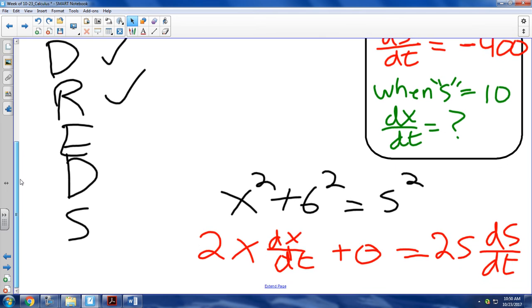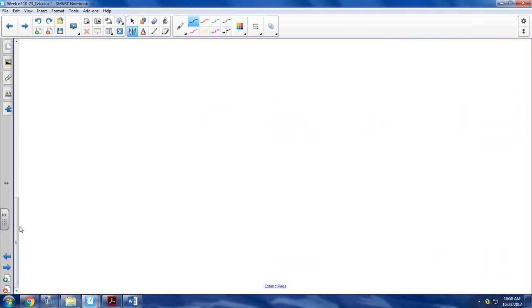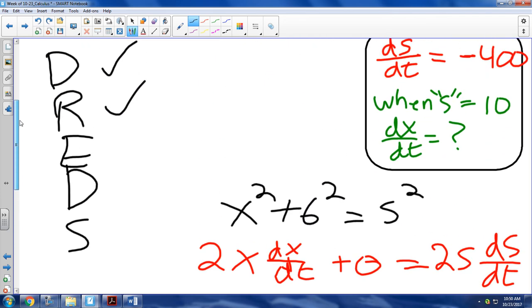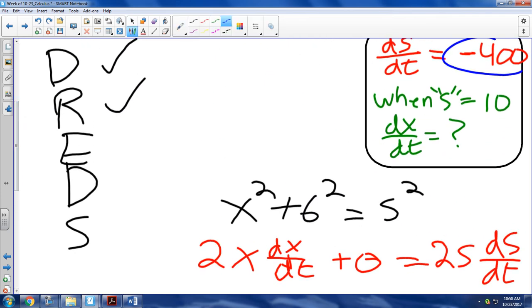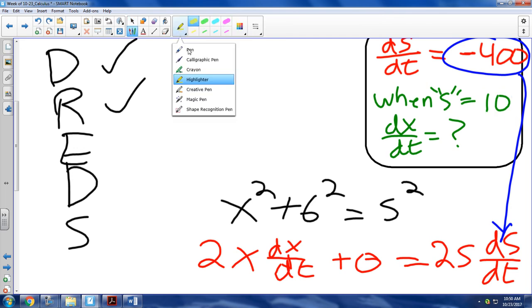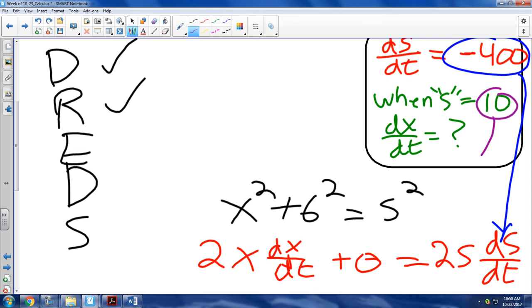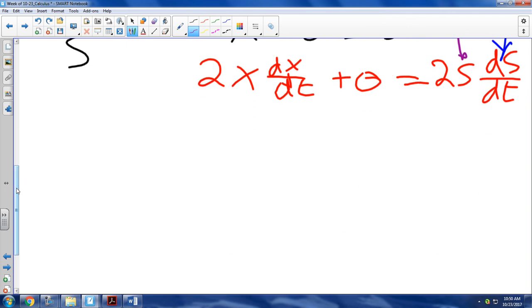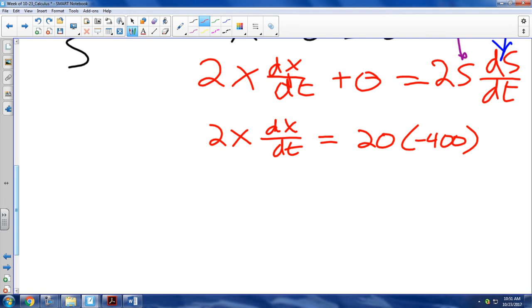So let's look at what we got. Well, we have ds/dt is negative 400. So I'm going to go ahead and plug in negative 400 there. That's right here, right? Negative 400 is ds/dt, and we're just going to plug it in there. And then s is equal to 10, so the 10 is the s, that's going to go here, right? And the dx/dt is what we don't know. So we got 2x dx/dt equals 2 times 10 times negative 400, so that's 20 times negative 400. That's where I'm at right now.